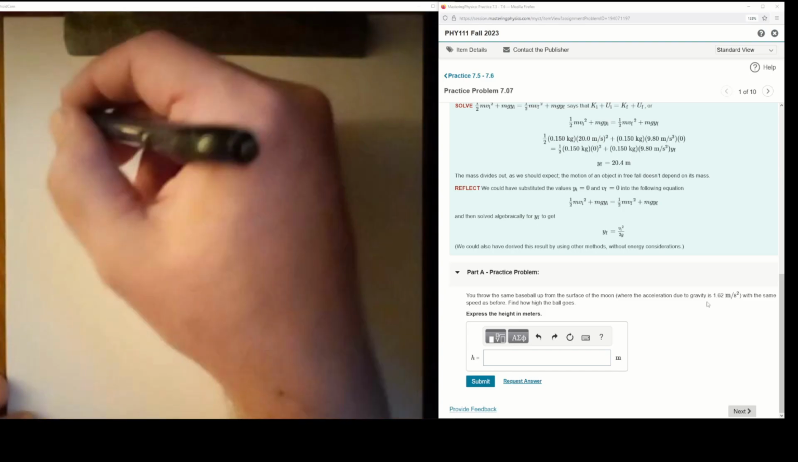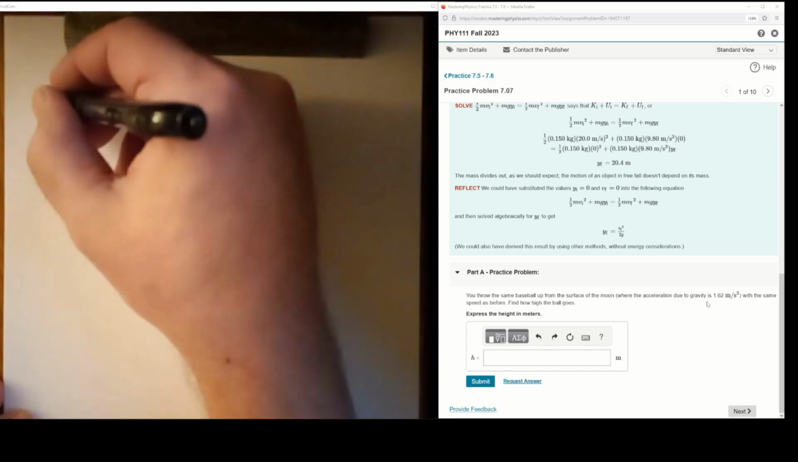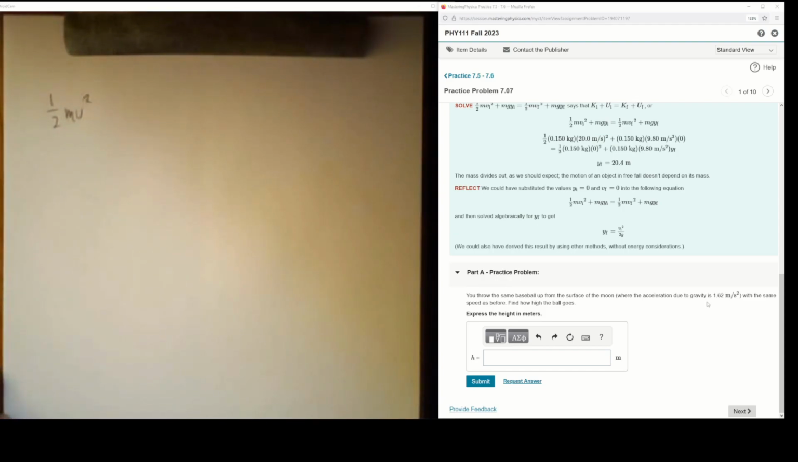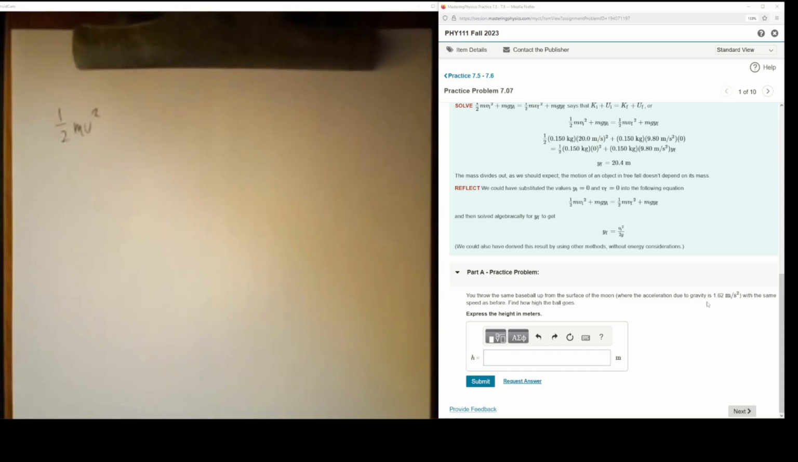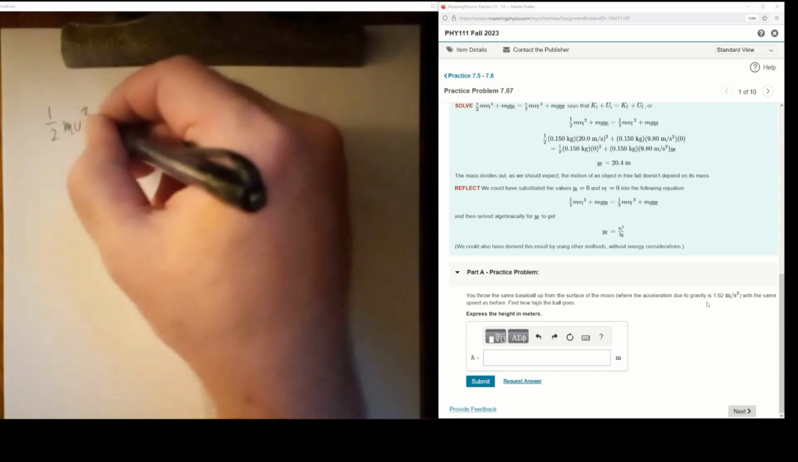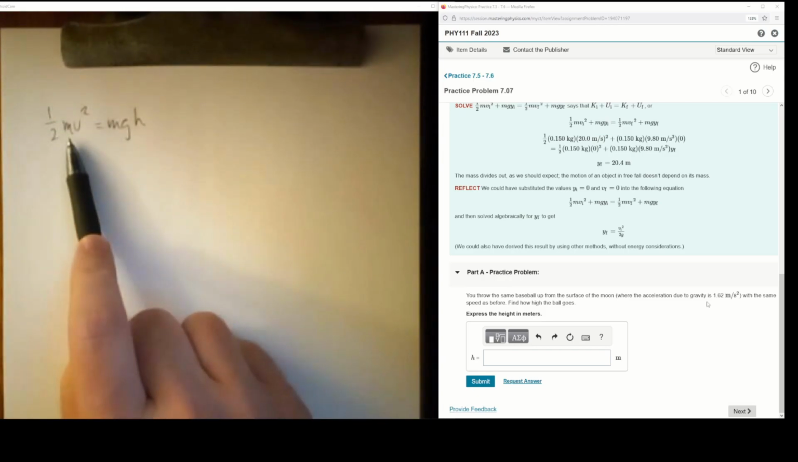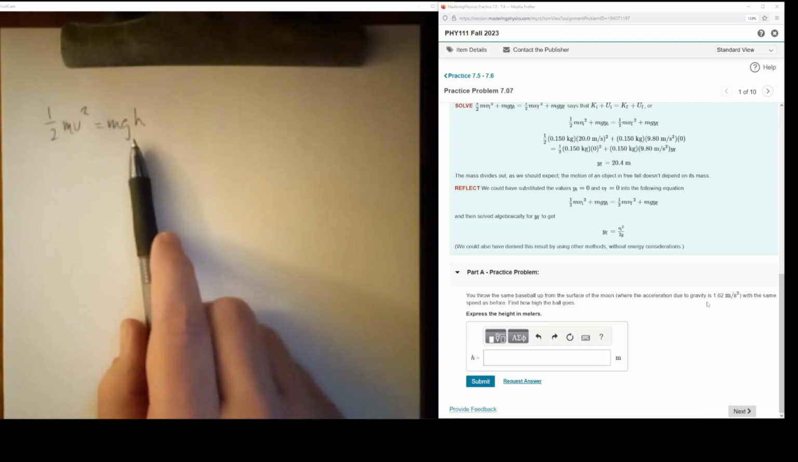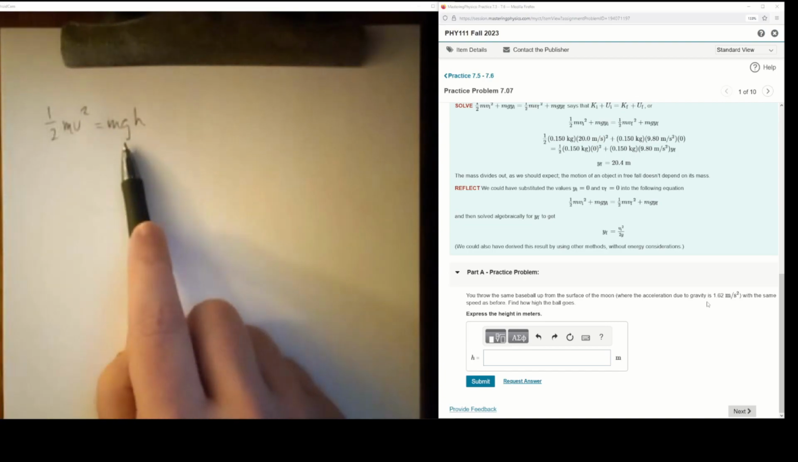When we throw the ball up, we're giving it kinetic energy. That's the initial energy it has. And then when it reaches its maximum height and it stops momentarily, that's its final energy. And so we get mgh. The initial kinetic energy has to equal the final potential energy at its maximum height. And the only thing we're changing here is g.